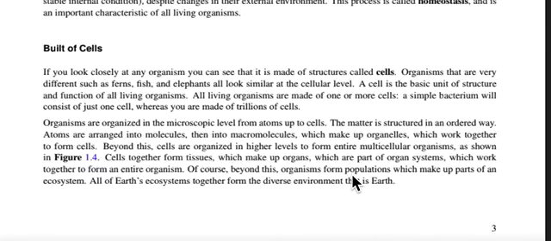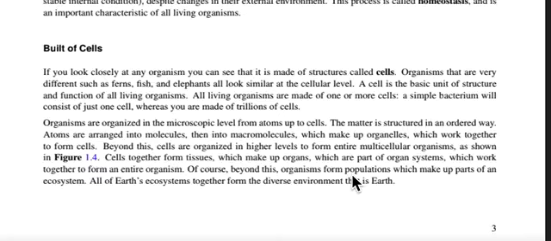Built of cells. If you look closely at any organism, you will see that it is made up of structures called cells. Organisms are very different, such as ferns, fish, and elephants, but all look similar at the cellular level. A cell is the basic unit of structure and function of all living things. All living organisms are made of one or more cells. A simple bacterium will consist of just one cell, whereas you are made of trillions of cells.